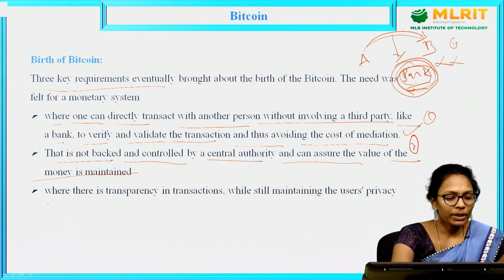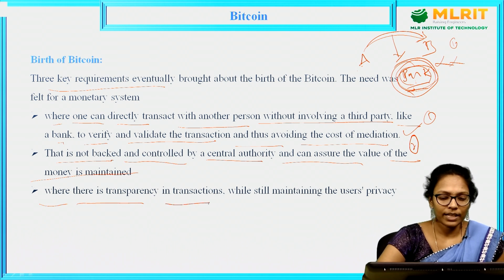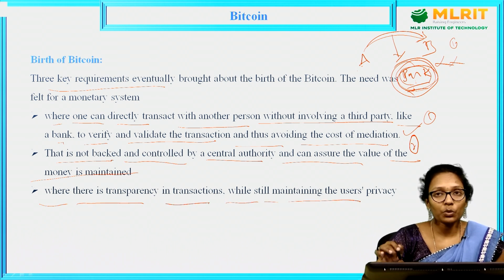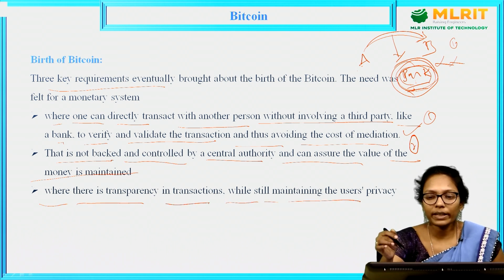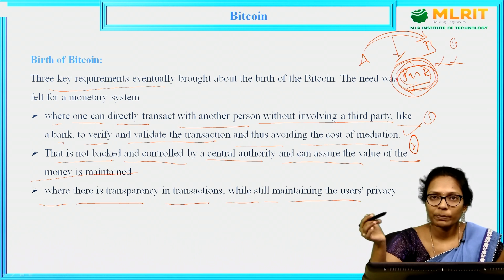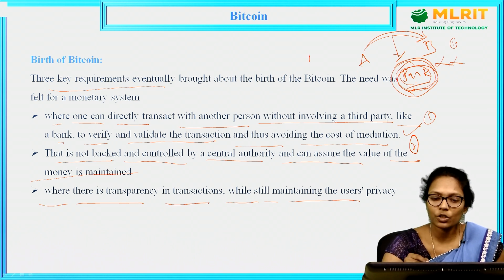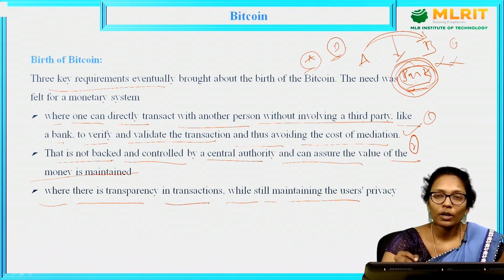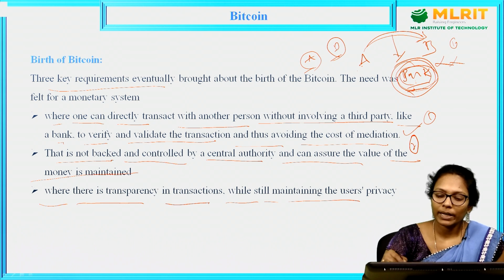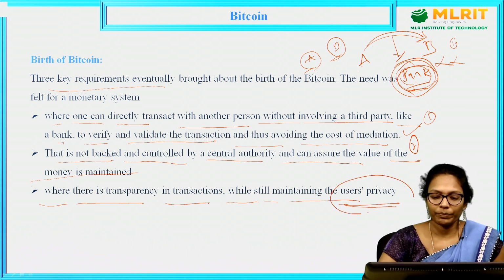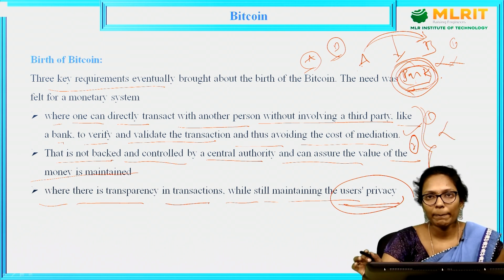The third requirement is that there is transparency in the transaction while still maintaining the user's privacy. So it should be transparent how the amount is split and how the amount is transferred to the other person. Everyone should know, like A should know as well as B. Right? So I want that transparency. Even while maintaining transparency, you can still maintain the user's privacy. So I need these three requirements, and these three requirements cannot be achieved by the existing banking mechanism.